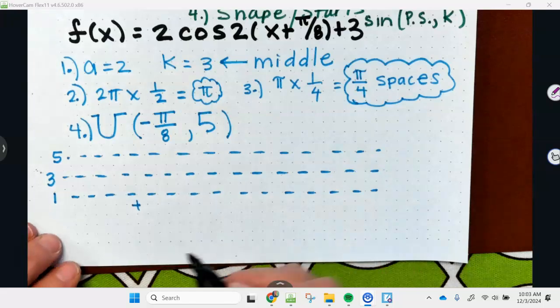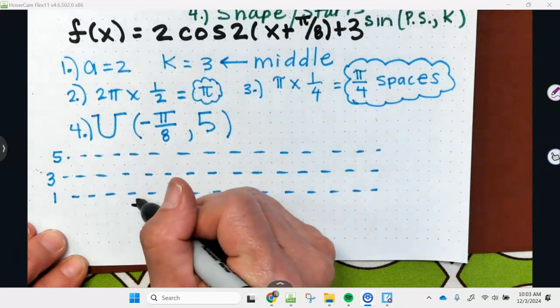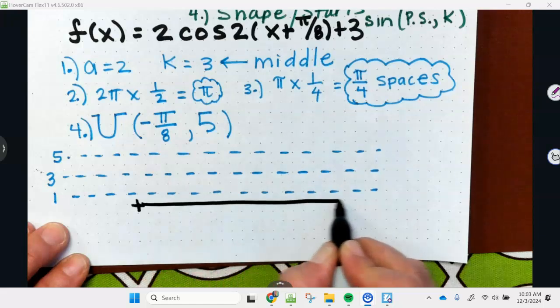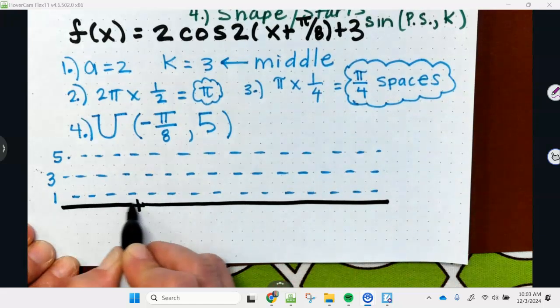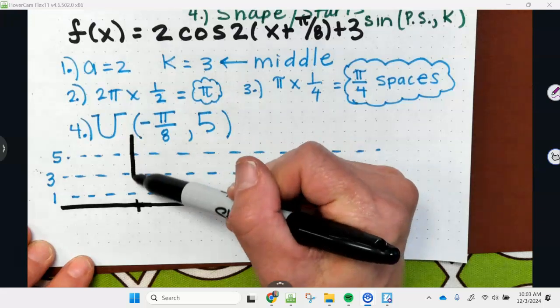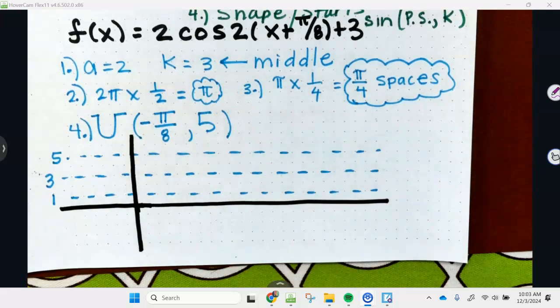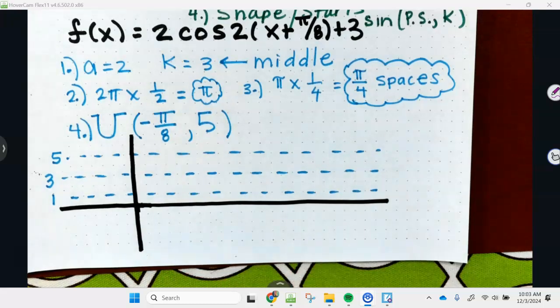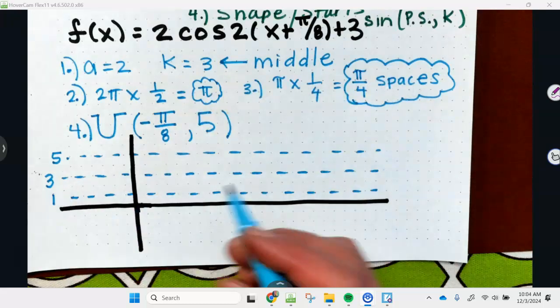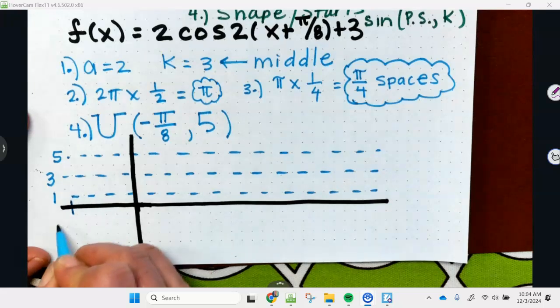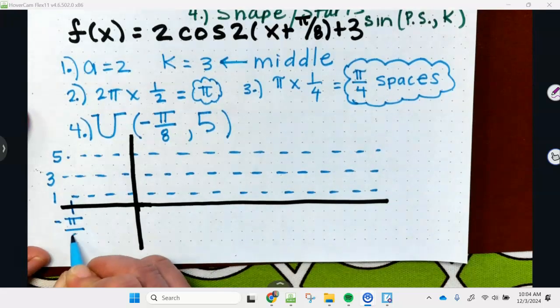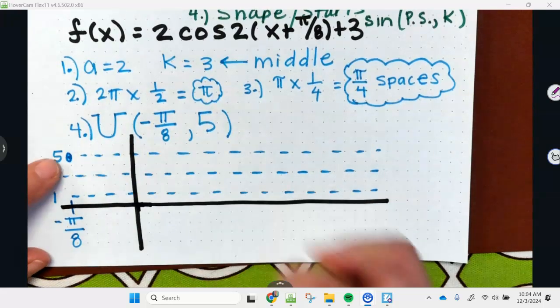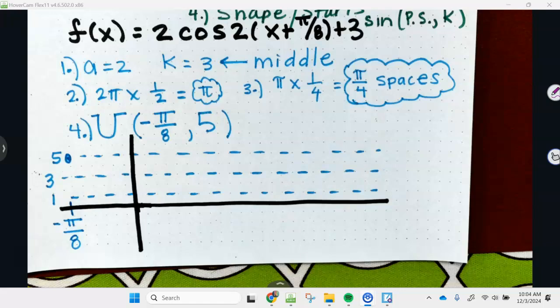Now again, guys, I said this was my origin. Let me go ahead and extend out this x-axis and this y-axis. Okay, there's one more thing I know. I know where it starts. We wrote it. It starts at negative pi over 8, which is to the left of the origin. So let me draw this first and then you'll draw it. Negative pi over 8, I'm sorry, it's right here. Cool. There's where that sine wave starts, right there, not a big deal.